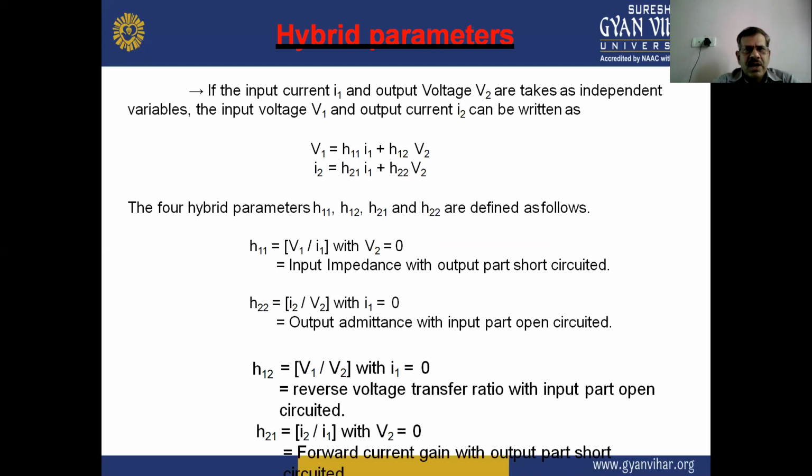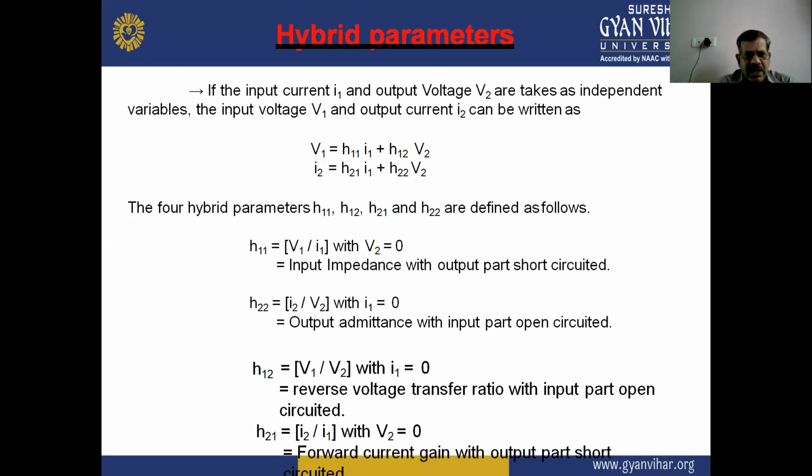If the input current I1 and output voltage V2 are taken as independent variables, the input voltage V1 and output current I2 can be written as V1 equals H11 I1 plus H12 V2, and I2 equals H21 I1 plus H22 V2. The four hybrid parameters H11, H12, H21 and H22 are defined as follows.